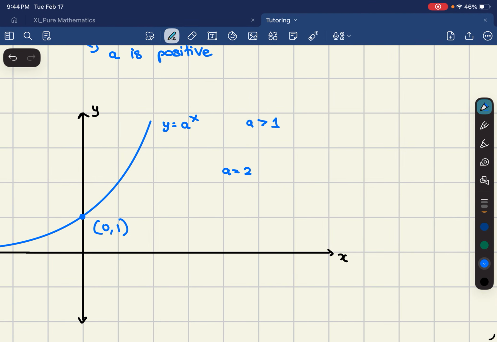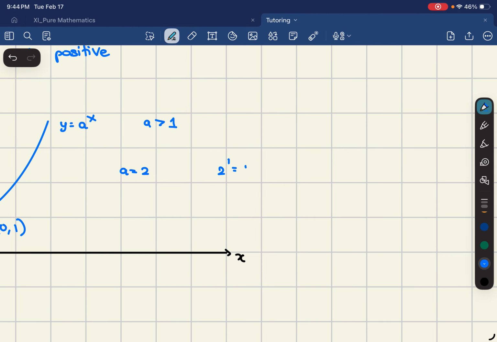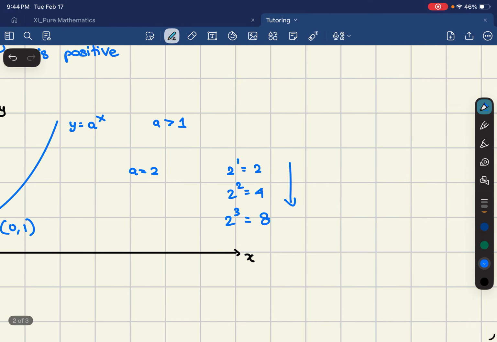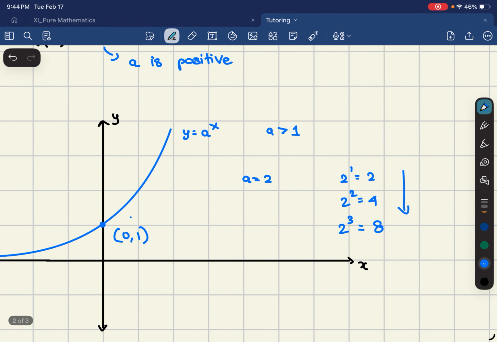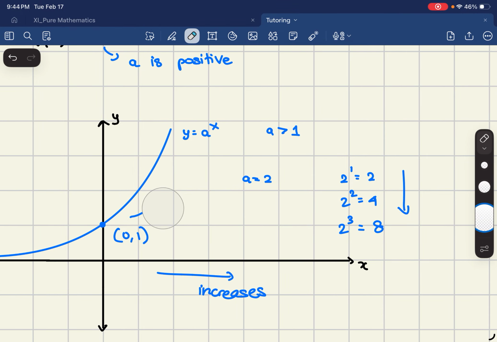Say if a is 2, 2 to the power 1 is 2, 2 to the power 2 is 4, 2 to the power 3 is going to be 8. So it increases. As your x increases, your output is going to increase. So as x increases, your f of x increases. It gets bigger and bigger. And overall, it is an increasing function, right?